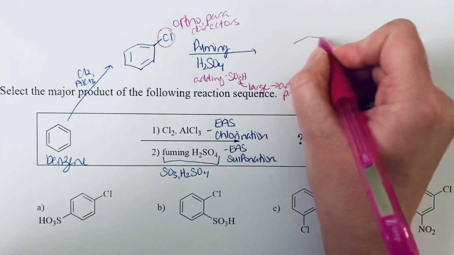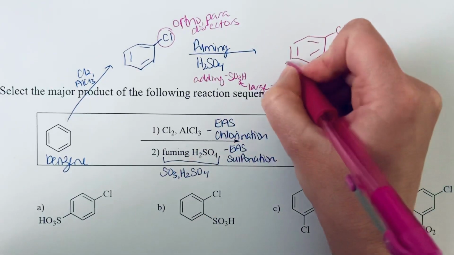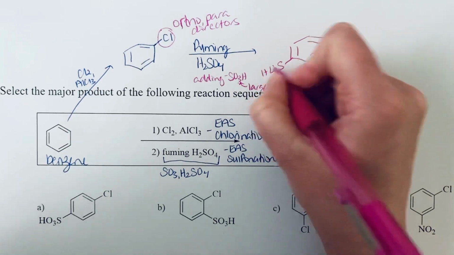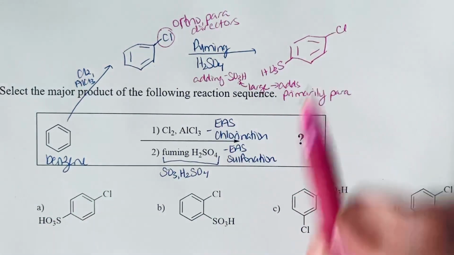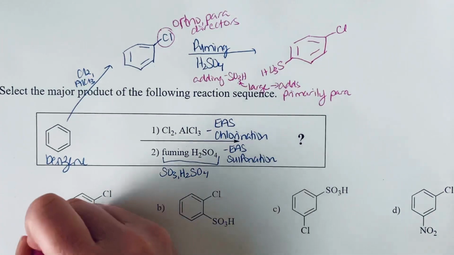So that means that our overall product is we will have the chlorine and the sulfonic acid group para, or 1,4 to each other on the ring. And we can take a look and see that this corresponds to option A.